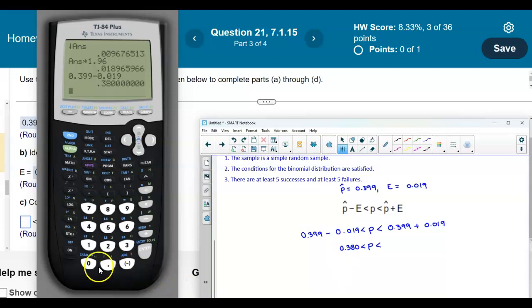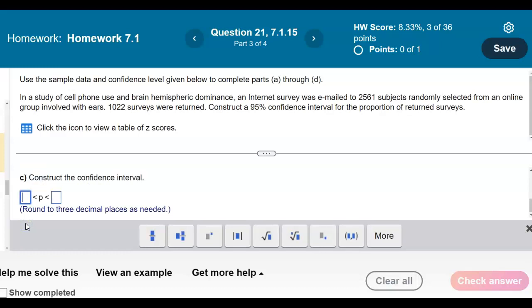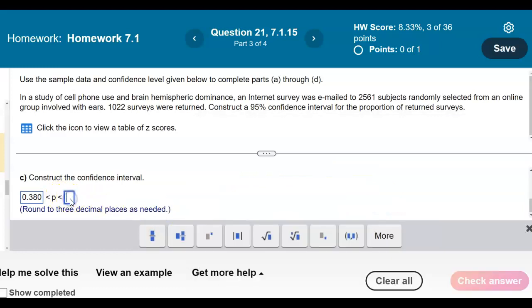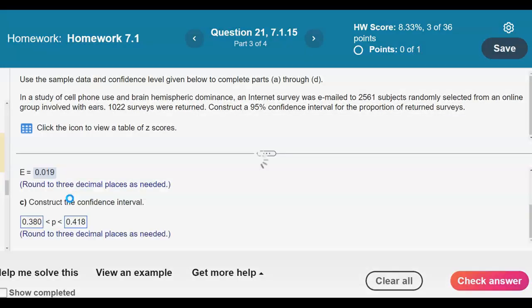On the right side, 0.399 plus the margin of error of 0.019 gives us 0.418. So let's go ahead and put our values in for our confidence interval. The lower limit is 0.380, and the upper limit is 0.418. Checking our answer, we get our result.